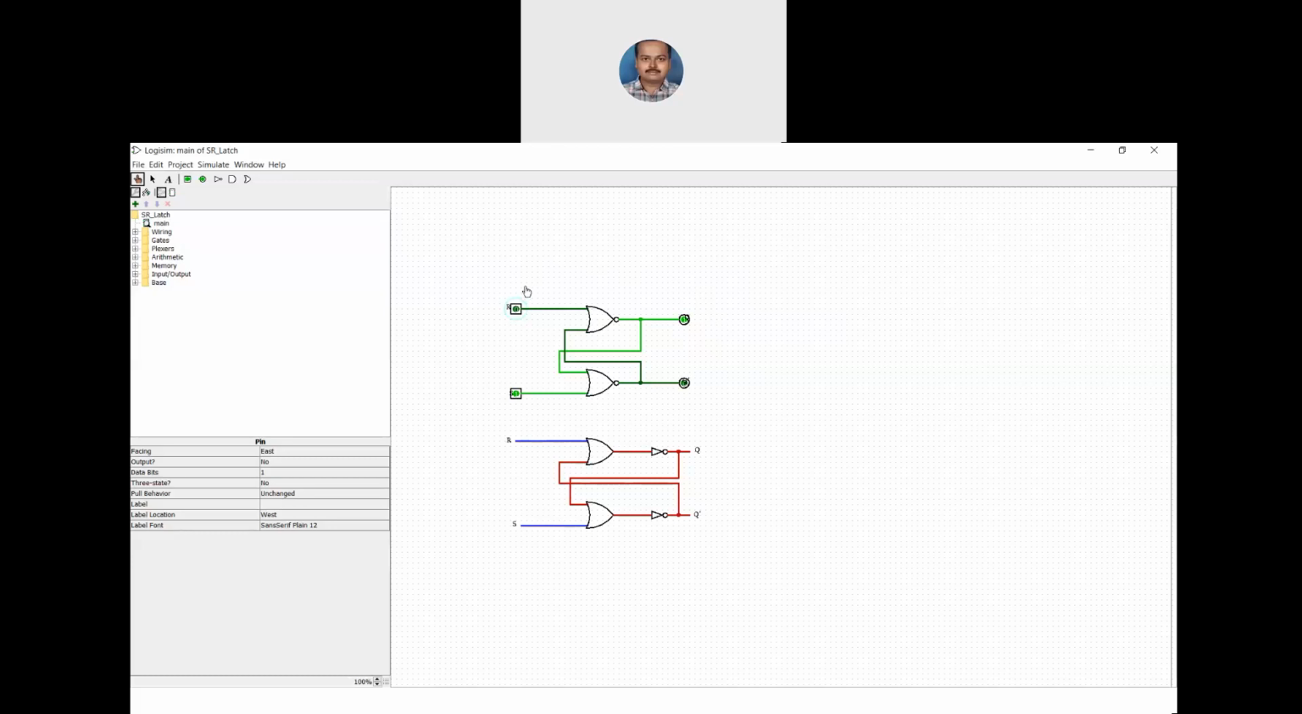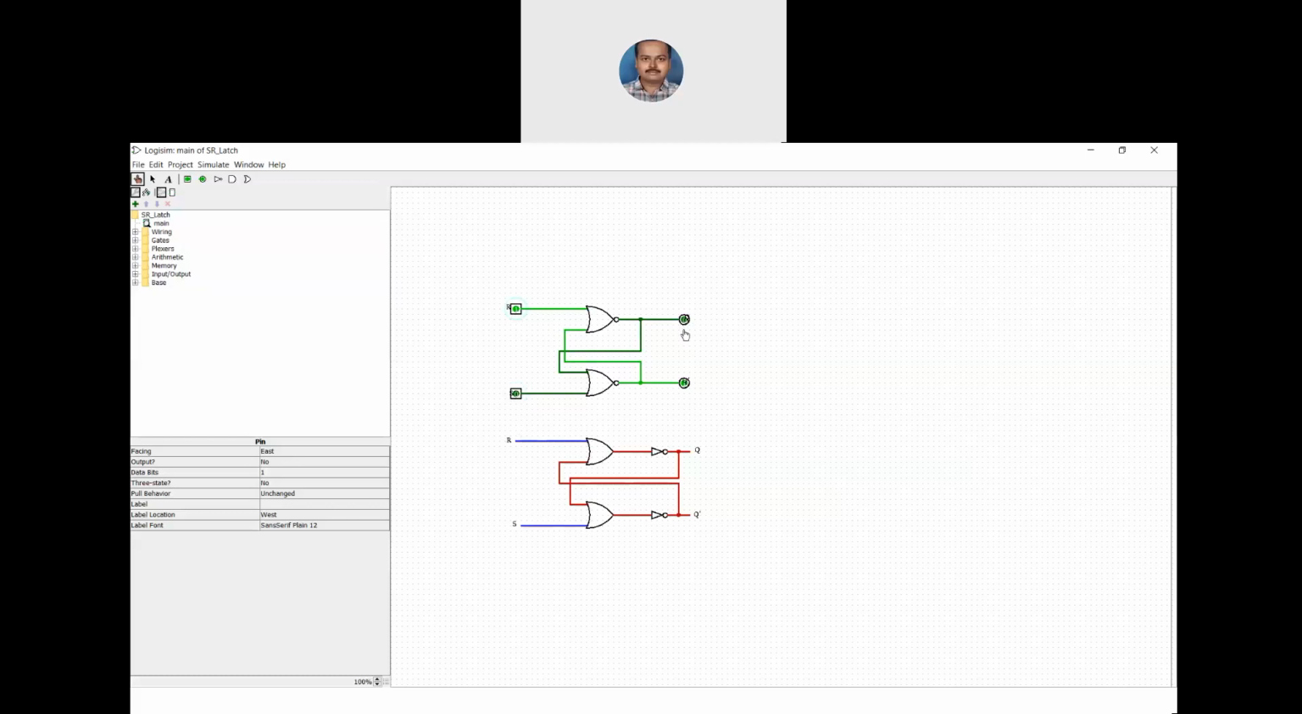Now what we have, R input and S input. This is the Q, the normal output, and this is Q bar. Now R is 0 and S is 1, right? We'll assume that both are 0 0. When both are 0 0, whatever is the previous state, the next state is also the same. So this is 1 and the Q bar is 0. Now I'll make R as 1 here. Now R is 1. When R is 1 and S is 0, the Q output is 0 and Q bar is 1.